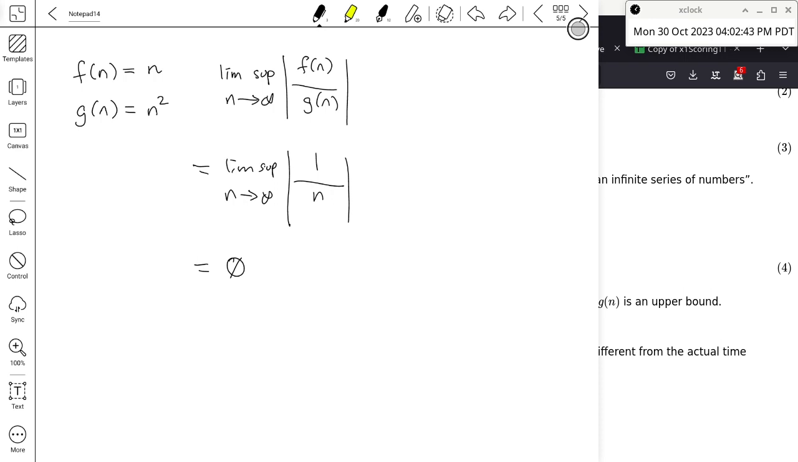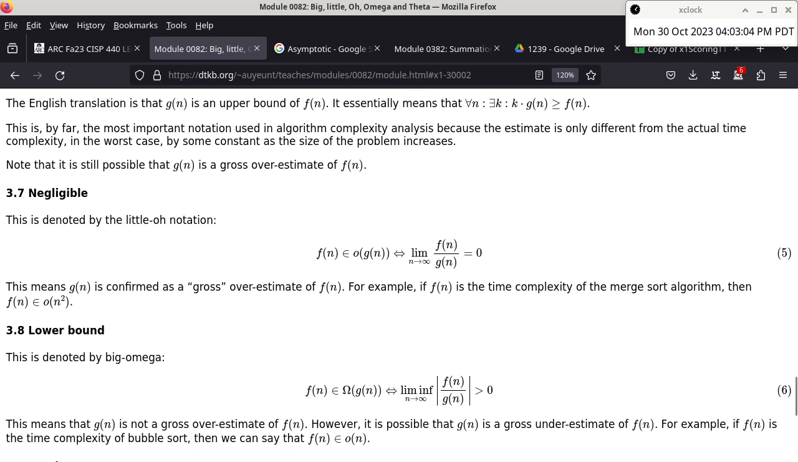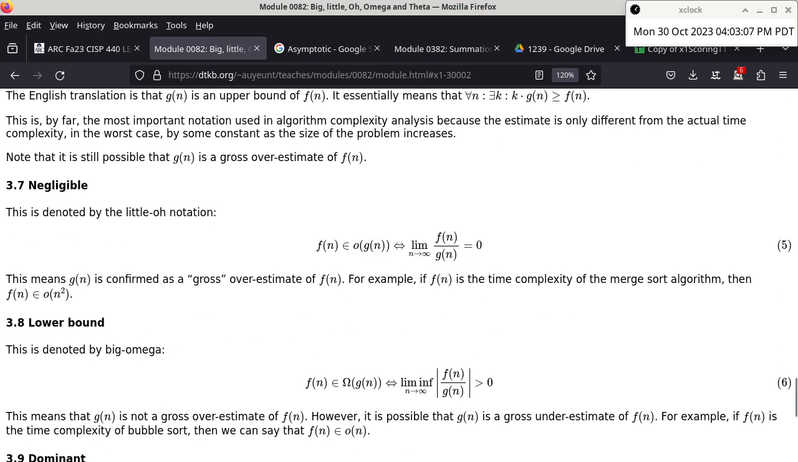So now we go back here and we know what an upper bound is. As long as this ratio here is some number other than infinity itself, then we can still say that g of n is an upper bound of f of n. And this can be zero, okay? It can be zero. So now we define what is negligible. Typically in most literature that talks about the time complexity of algorithms, we usually do not talk about negligible, but it is still one of the definitions. So we'll just go ahead and talk about it.